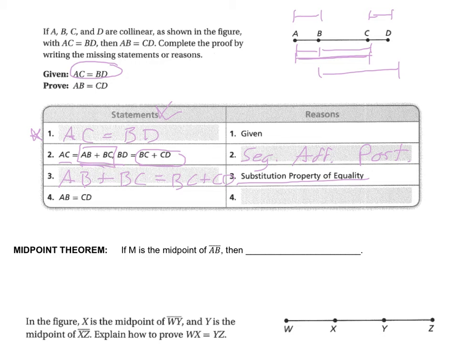They end up with AB equals CD. If we were to subtract BC from both sides, we would be left with AB equals CD. So we're going to use the subtraction property of equality.